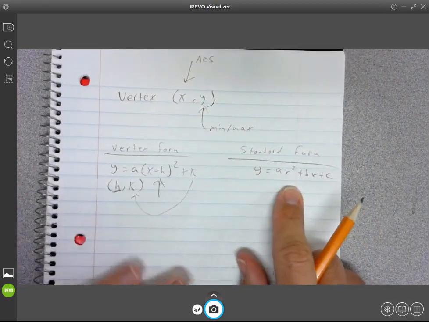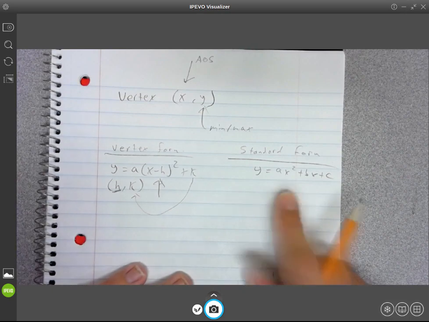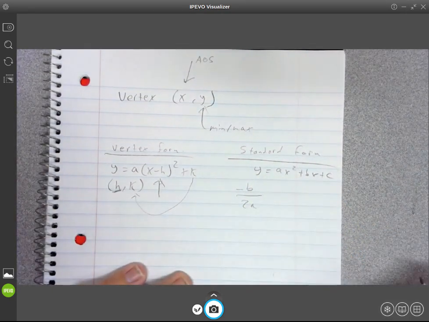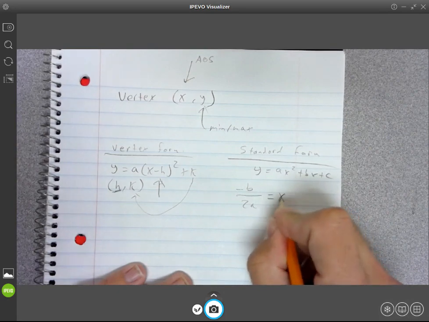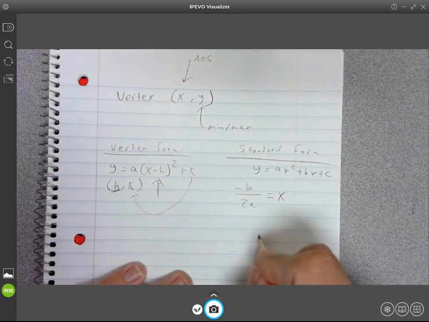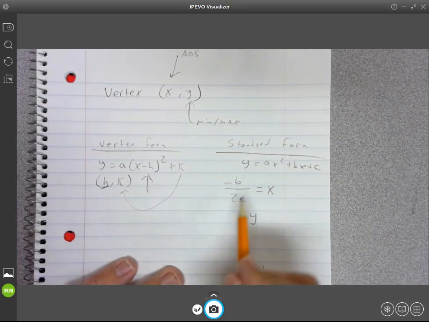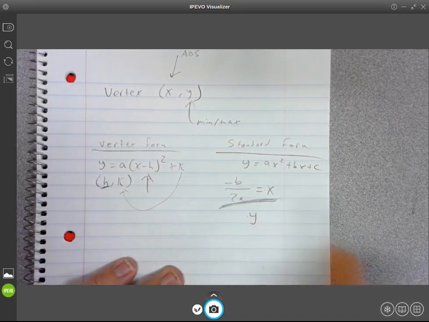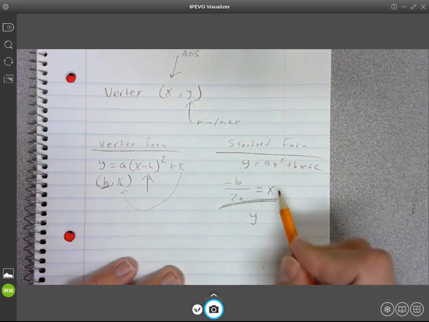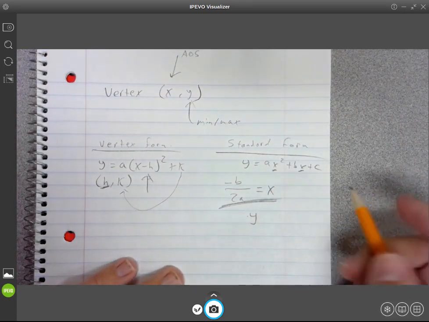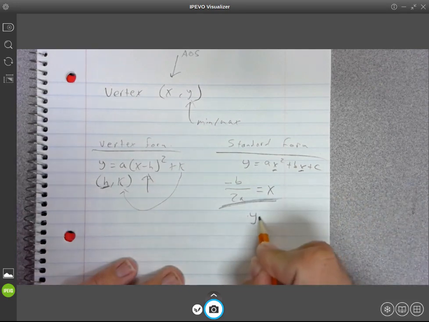And if you're in standard form, this is the one that's a little more complicated. It's negative b over 2a, and then that's just how you find the x part of it. All right, if you want to find the y part of the vertex, you're going to have to take whatever this negative b over 2a was and actually plug that in for x, probably using a calculator. And that's going to give you the y part.